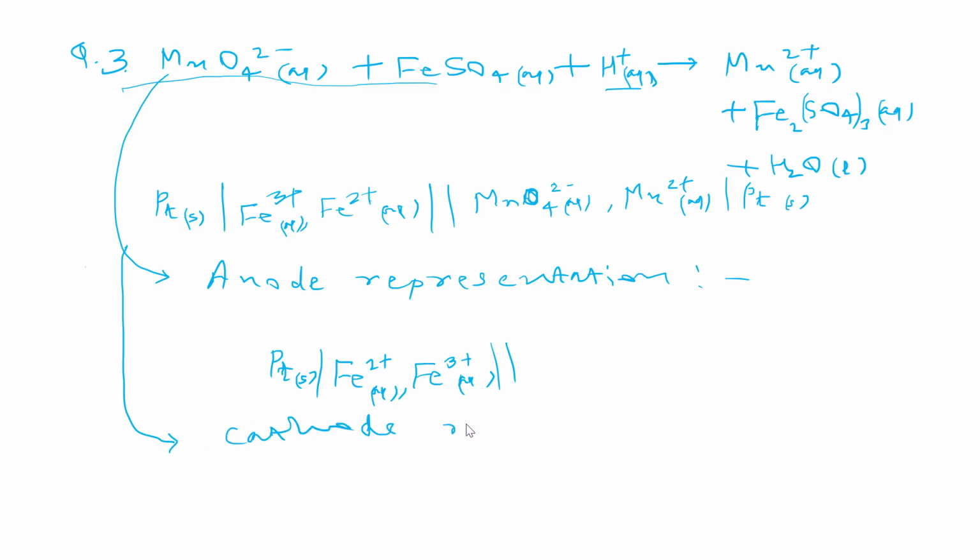Cathode representation. So how are we representing the cathode? You can say it is salt bridge, and from the salt bridge we mention species on the right hand side. Whenever we mention the species on the left hand side of the salt bridge, this represents the anode. If we mention the species on the right hand side, this represents the cathode. It is decided by IUPAC. So what is the representation? You have to write MnO4 minus aqueous, comma, Mn2 plus aqueous, then phase separation line and Pt solid, and this is the representation of the cathode here.